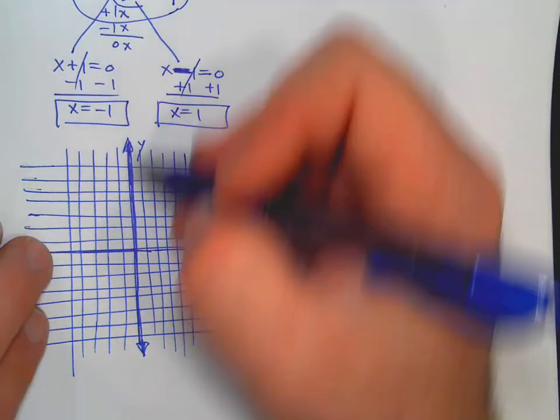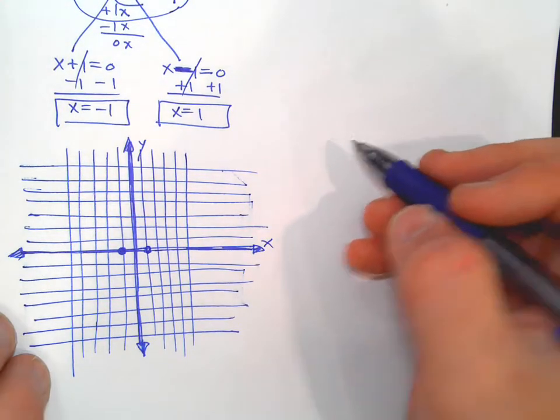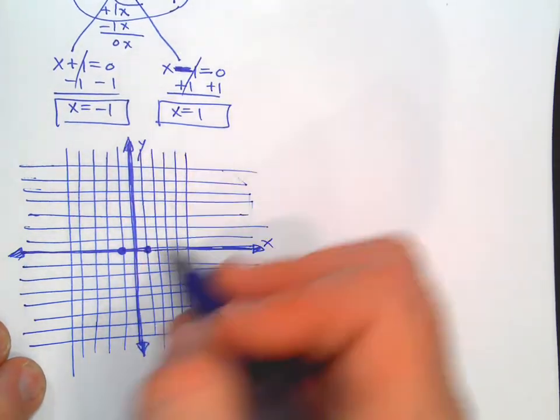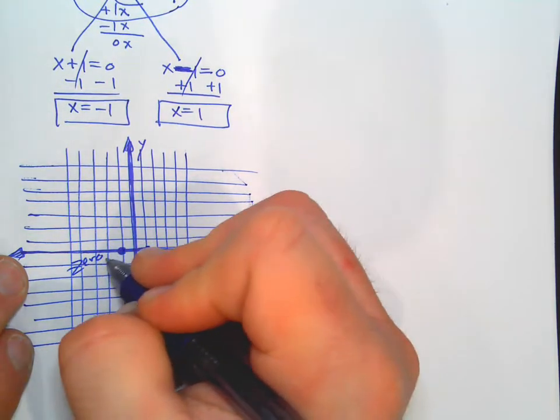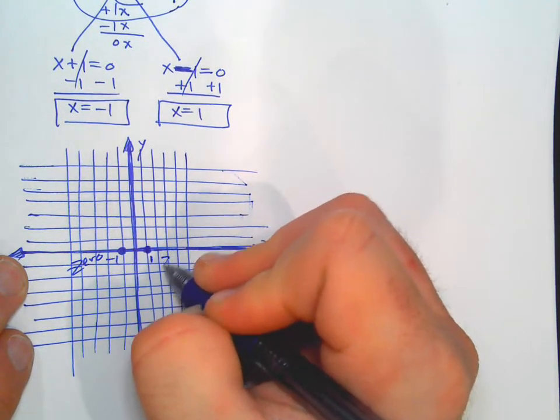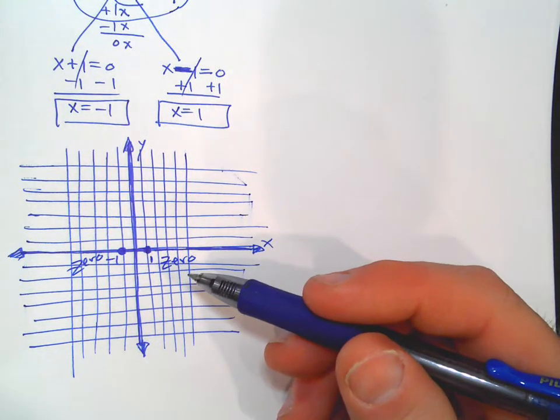So what we could do is graph these zeros. Zeros are also x-intercepts. It's where y equals 0, which is on the x-axis. So this is a 0 at -1, and this is a 0 at +1. And our graph of our parabola should go through these points.